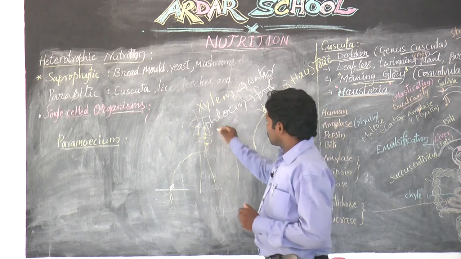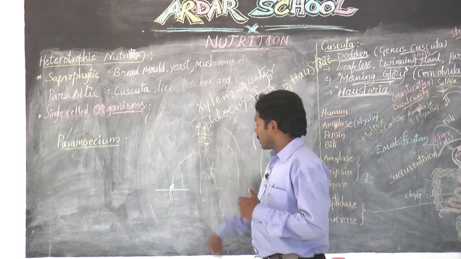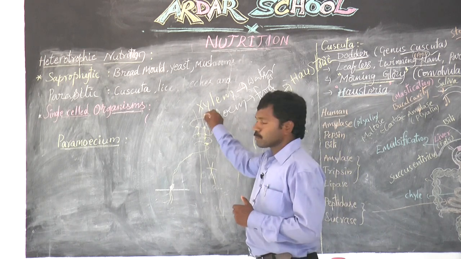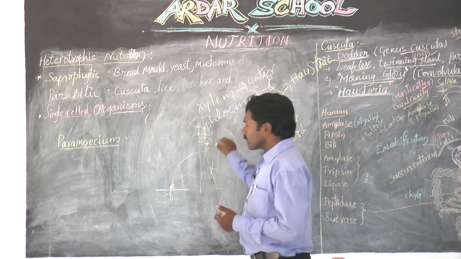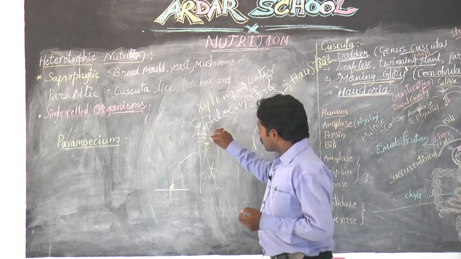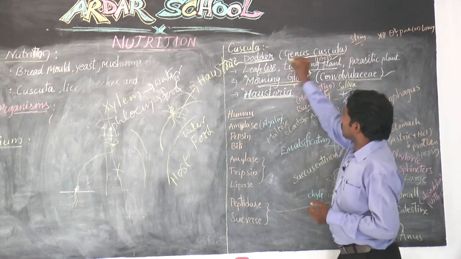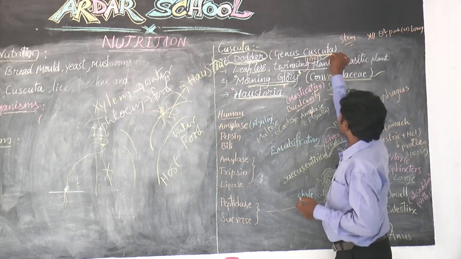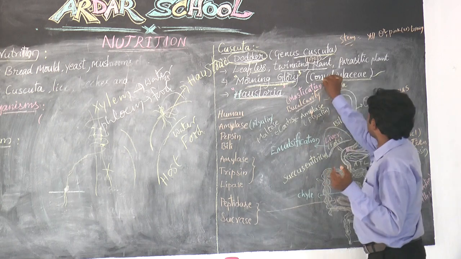After a few years, gradually this host plant will die. When the host plant dies, automatically this parasitic plant also will die. So this is one type of parasitic nutrition. Here Cuscuta belongs to the genus Cuscuta. This is the dodder plant, dodder being the common name. The genus Cuscuta belongs to the morning glory family, or Convolvulaceae family.